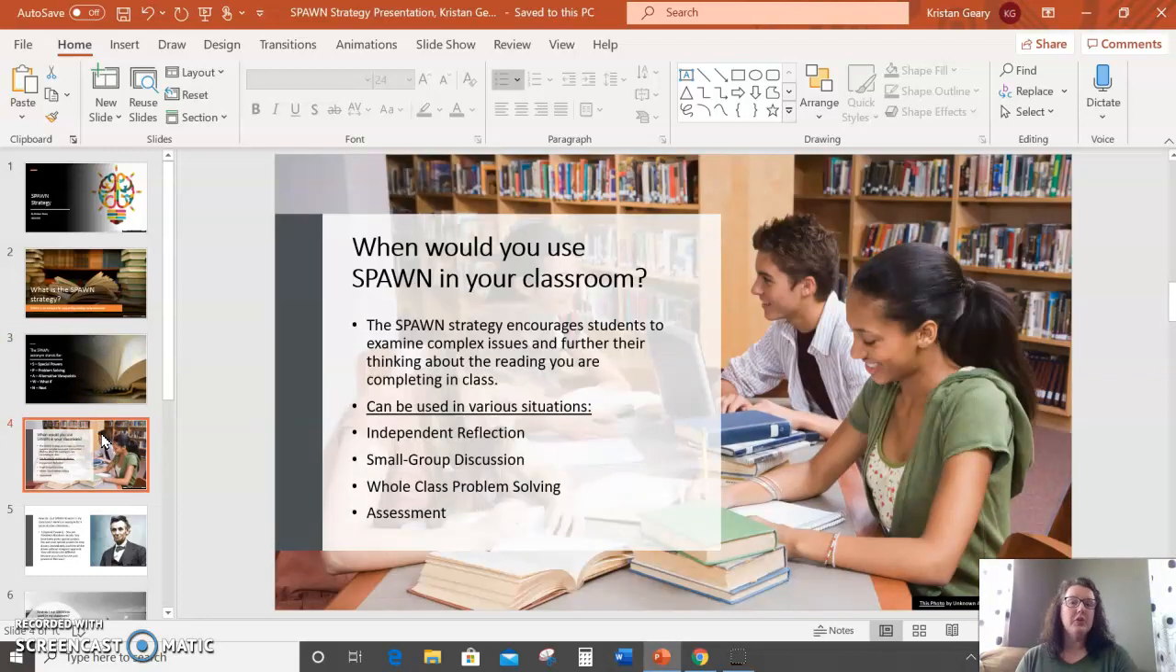So when would you use SPAN in your classroom? How could you put it to work? The SPAN strategy encourages students to examine complex issues and further their thinking about the reading you are completing in class. So here are some examples of various situations in which you can put SPAN to work: independent reflection, small group discussion, whole class problem solving, or assessment, probably a formative assessment.